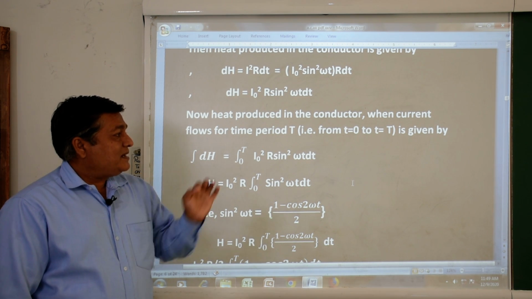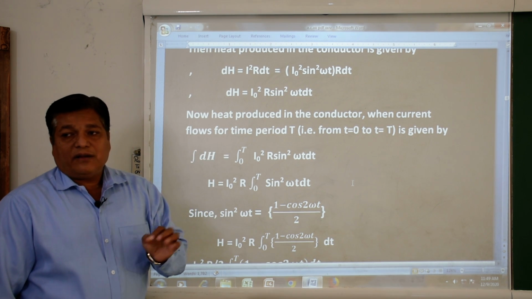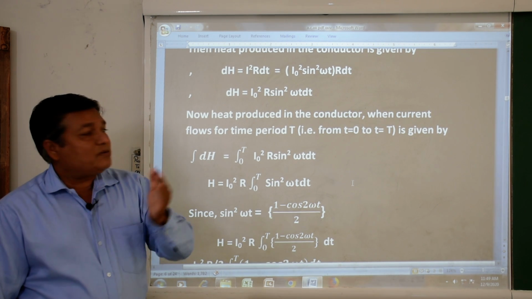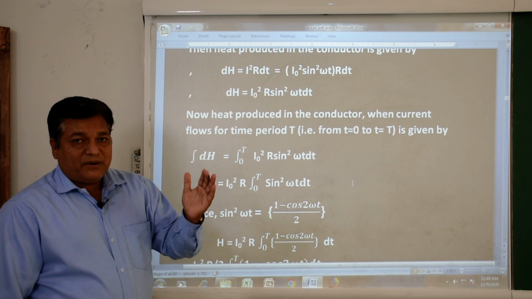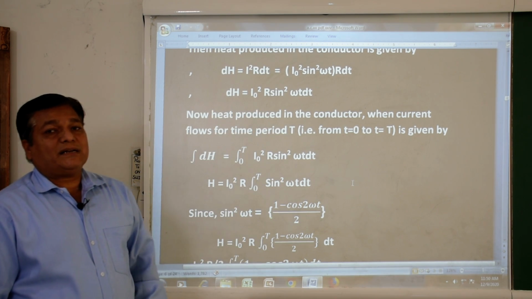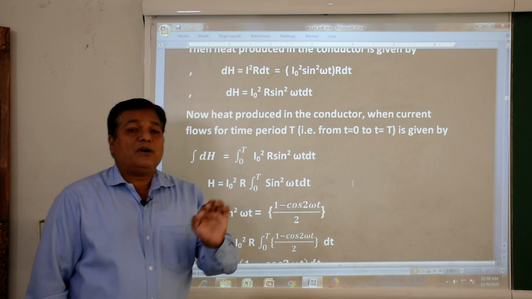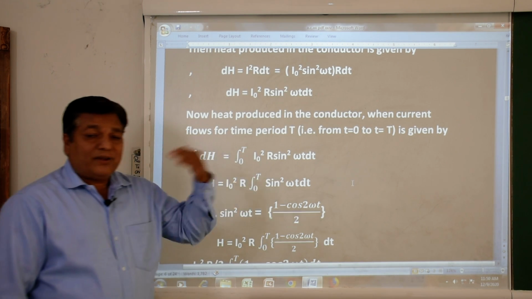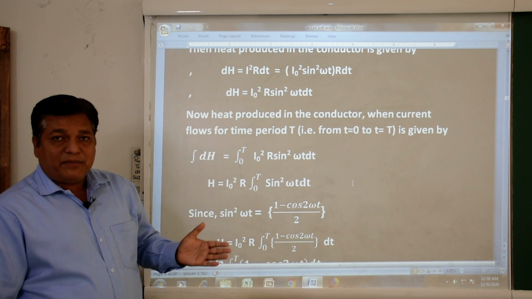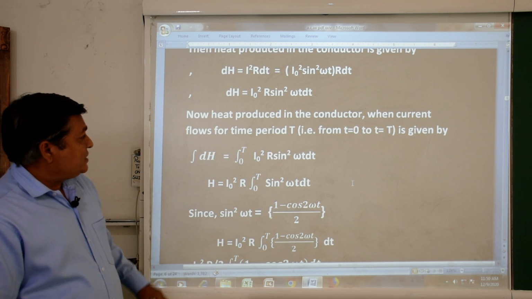So here the limits are: time small t equal to 0 and small t equal to capital T. In order to find the total heat produced in a conductor from time t equal to 0 to capital T, we have to integrate the above equation by applying these limits. So, let us integrate the above equation.